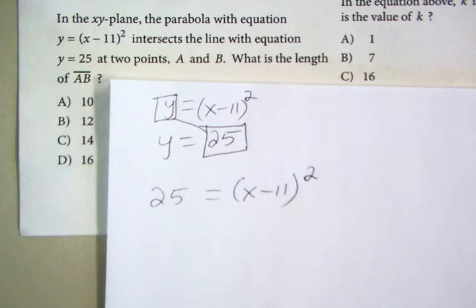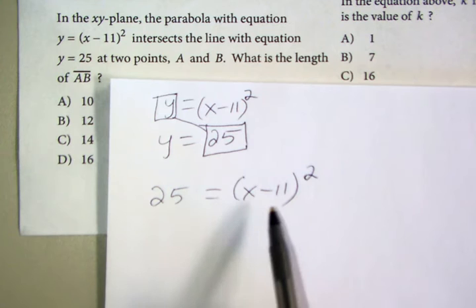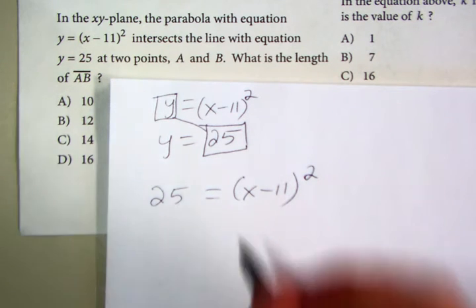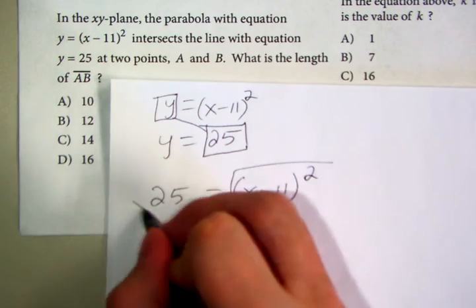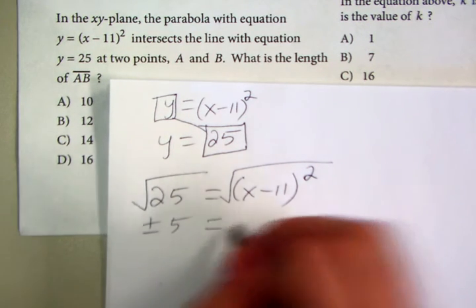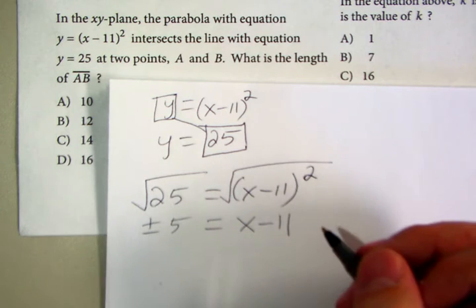To cancel this out, we could expand x minus 11 by squaring it using the area model. It's going to make this problem a little more complicated. The faster method is probably to cancel out this square by square rooting both sides. On the left we'll have a plus or minus 5, and the right will have x minus 11.